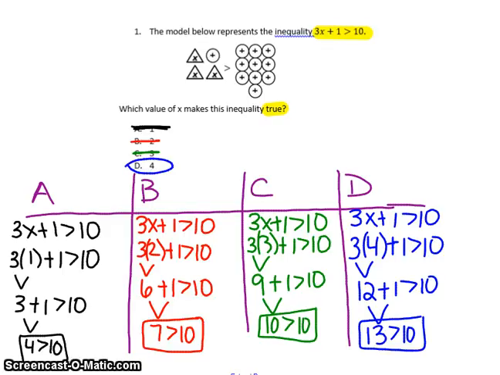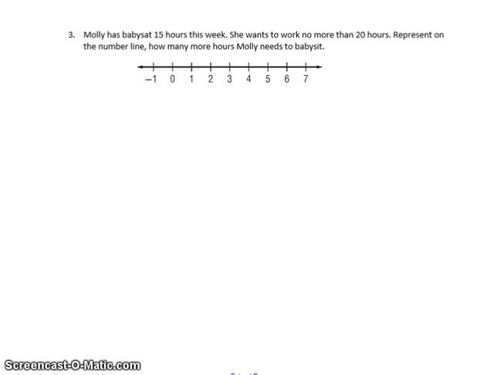If you look at number 2 on your review paper, it's really similar to this one. So that is a you do. That's a practice problem. Let's look at number 3. It says Molly has babysat 15 hours this week. She wants no more than 20 hours. Represent on the number line how many more hours Molly needs to babysit. So let's take our highlighter because all word problems, we want to mark our problems. So she's already babysat 15 hours, and she wants to work no more than 20 hours.